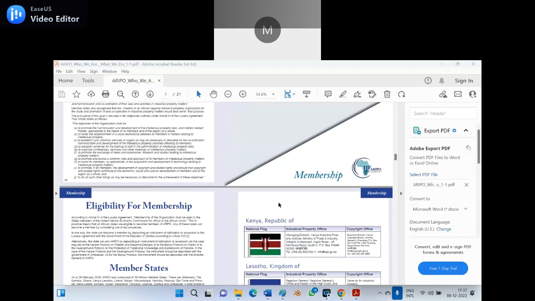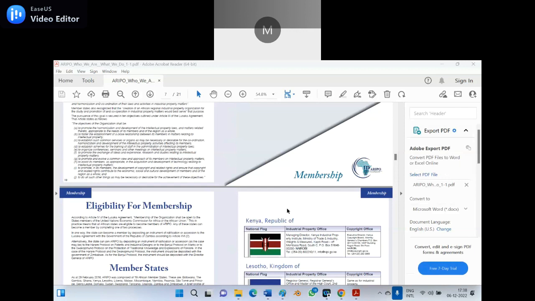Okay, sooner or later it is going to be closed. Till it closes, let me continue. And the C point is to establish such common services or organs as may be necessary or desirable for the coordination, harmonization and development of the intellectual property activities affecting its members. So the next is to establish the scheme for the training and staff of the, within 5 minutes it will be stopped.